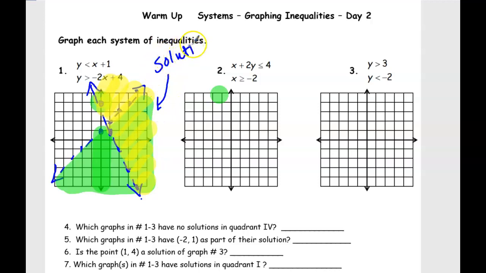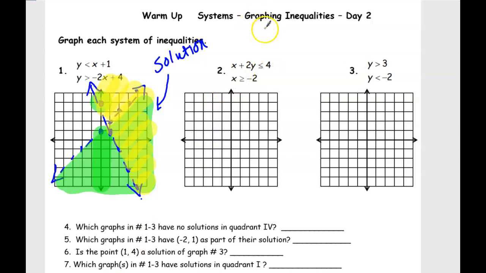Okay, it can be any of the ordered pairs in the double area. If it lands on a dashed line, it's not part of the solution set, but if it is on a solid line, it would be. Okay, so now let's look at number 2. Number 2, we've got to put it into slope-intercept form.